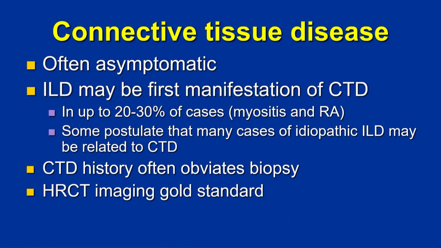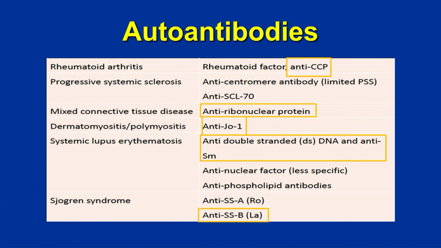You identify some interstitial lung disease on CT, they already have a diagnosis of, say, RA or systemic sclerosis, then you know that you have a patient with CTD-ILD. You don't really need to biopsy those patients. And if you need to image these patients, as we all know, CT, HRCT in specific, is really the gold standard way to image these patients.